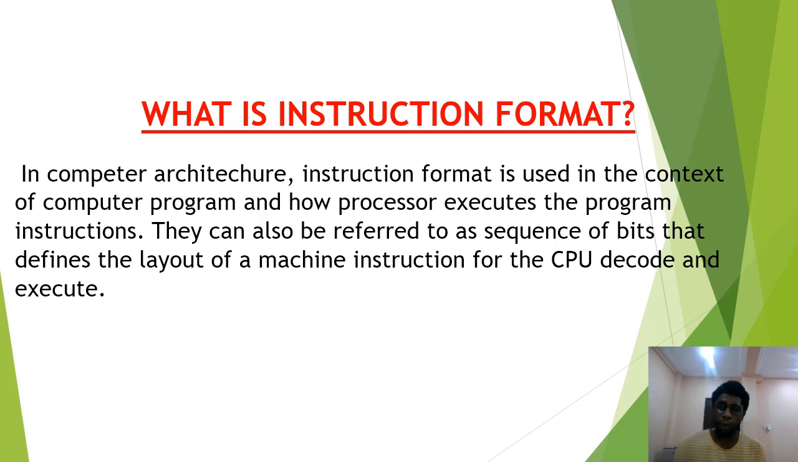Now, when we say the computer processor, we are referring to the CPU, that is the central processing unit, which is also called the brain of the computer. It provides processing power to the computer system. It controls all the operations performed by the computer system, including the activities necessary to execute the program. The CPU decodes and executes the program instructions based on the instruction format.